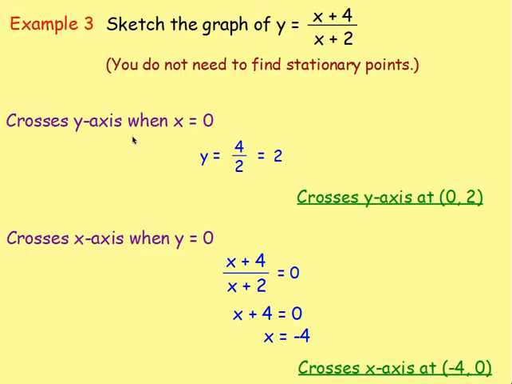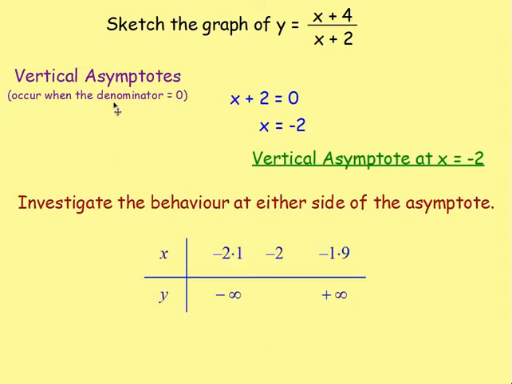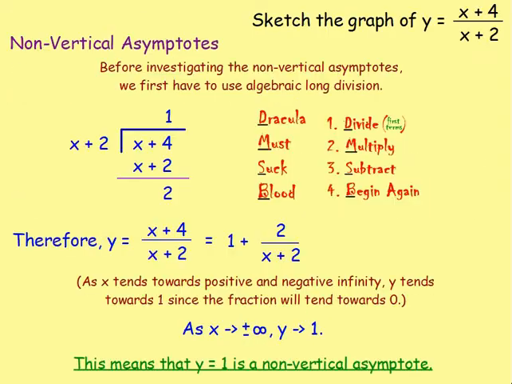You're going to find out where it crosses the x and y axis. You're then going to look at your vertical asymptotes. Remember, they occur when the denominator equals 0. Investigate what happens either side, so pick a value just before and just after, go out by 1 decimal place, and find out if it's approaching positive or negative infinity, or coming from positive or negative infinity. And then it's the non-vertical asymptotes. This is the only difference between this and the previous lesson. Because it is improper, you have to use your algebraic long division to rework it.